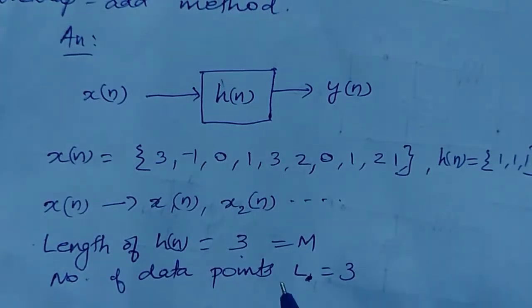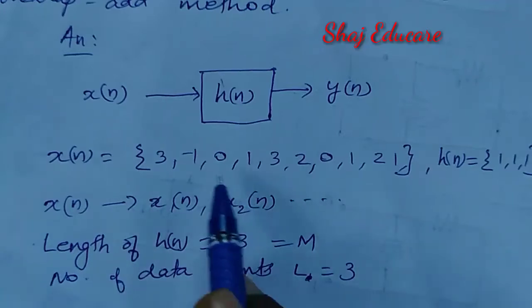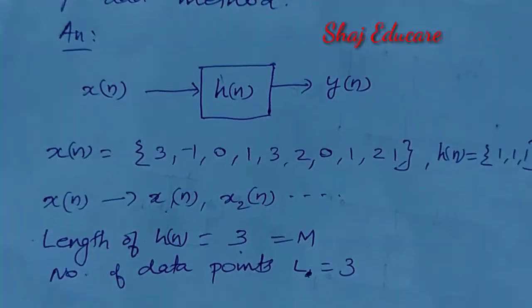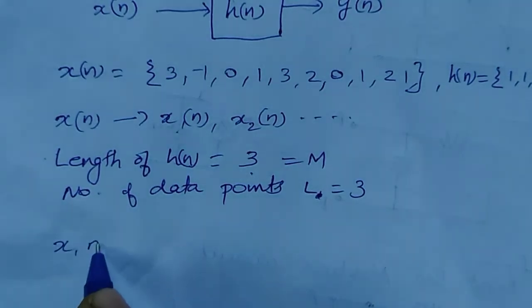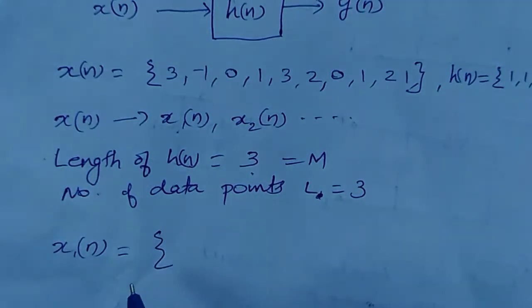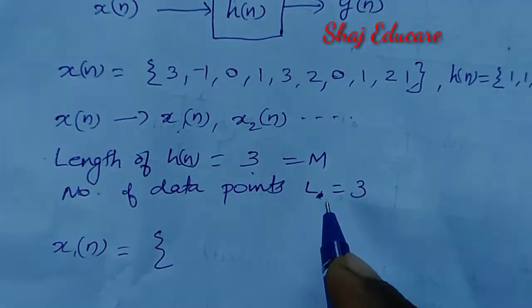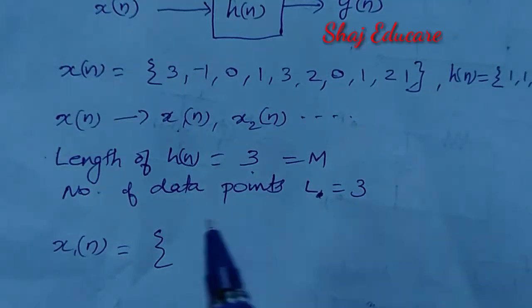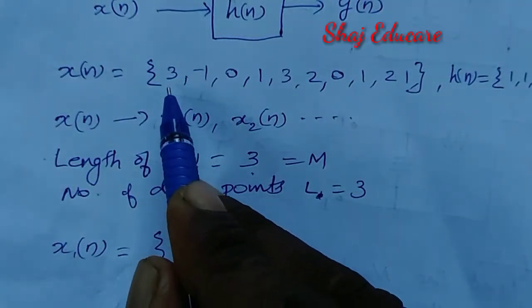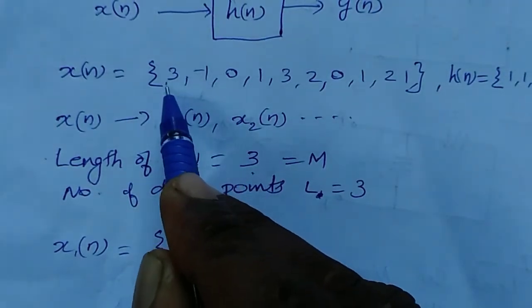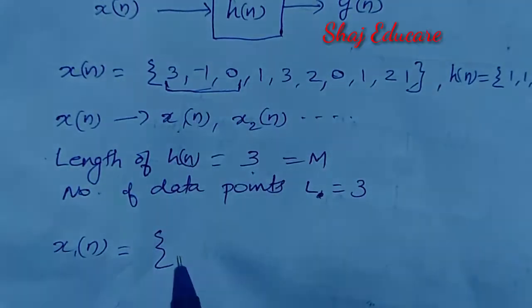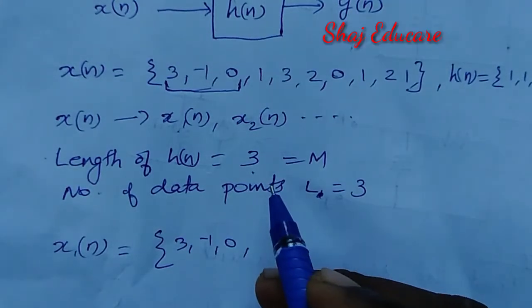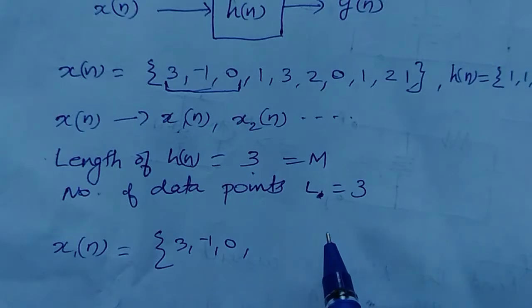Now let us construct the blocks x1 of n, x2 of n, and so on. First, let us construct x1 of n. Here the number of data points is equal to 3, so we take three data points from the given signal x of n. They are 3, 1, minus 1. Next, put M minus 1 zeros.